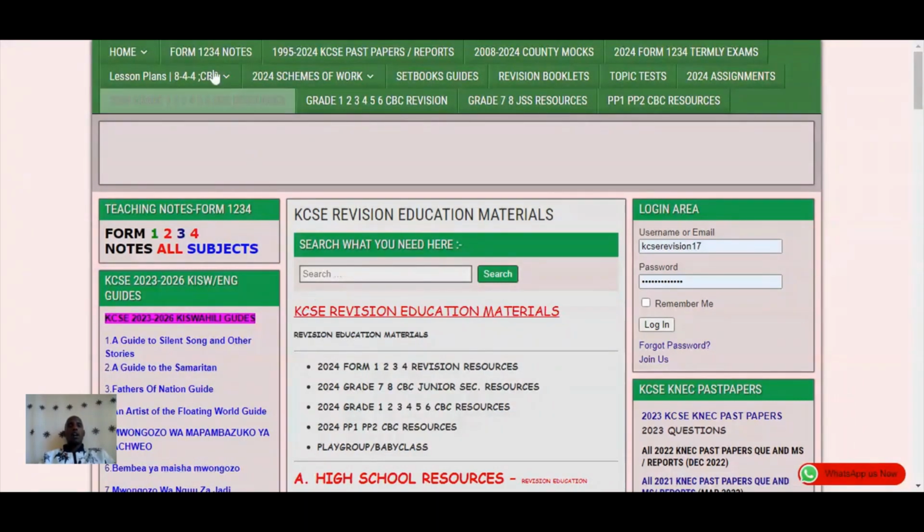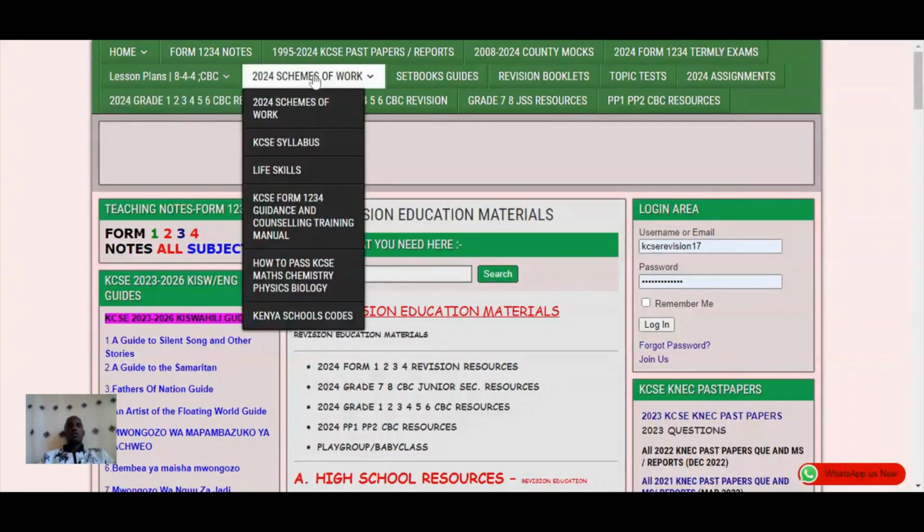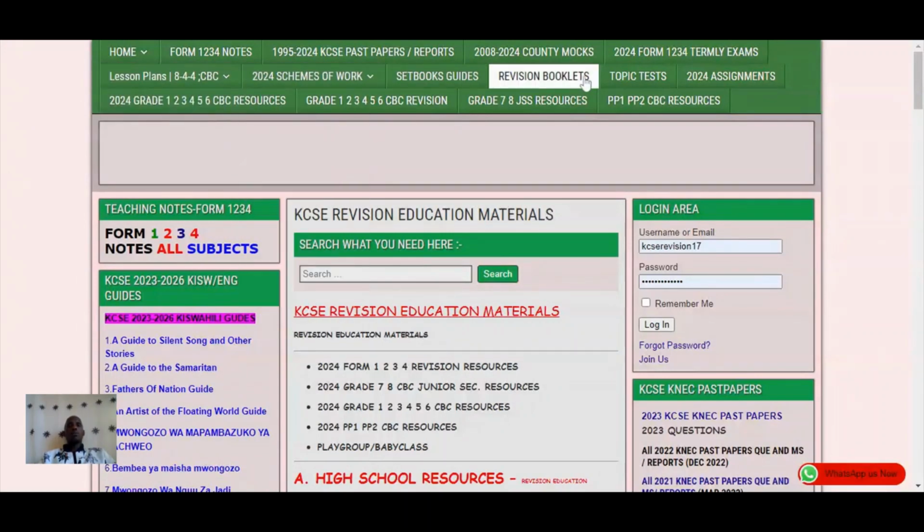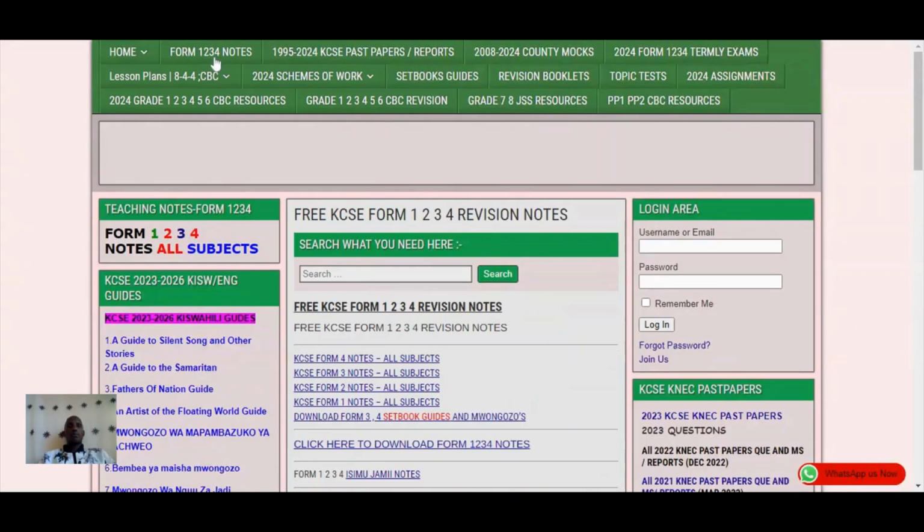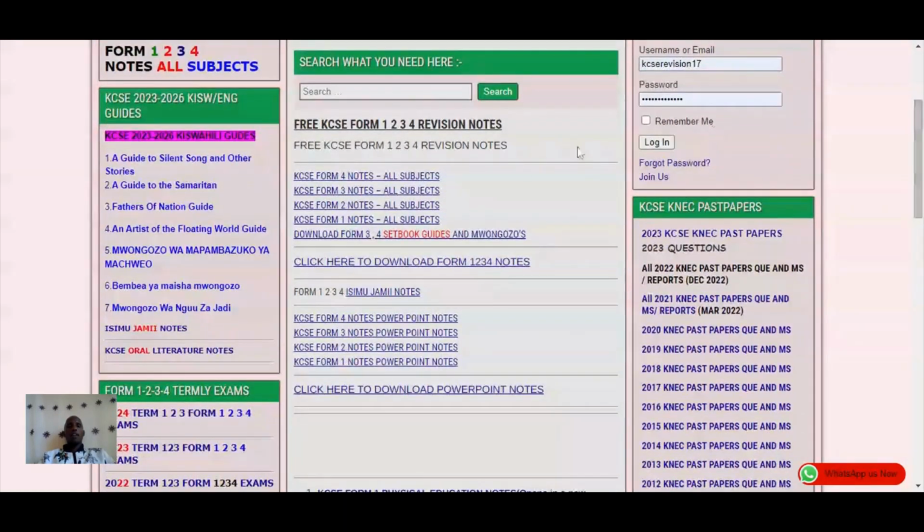On our product, we have the notes, past papers, counter mock, summary exam, lesson plan, schemes of work, set book guide, revision booklet, topic test, and assignment. We can try accessing one of the products, which is the notes. So a user clicks there, and is taken to a page where you have the revision note, set book guide download. You also have the PowerPoint note. So let's click where you have the note.